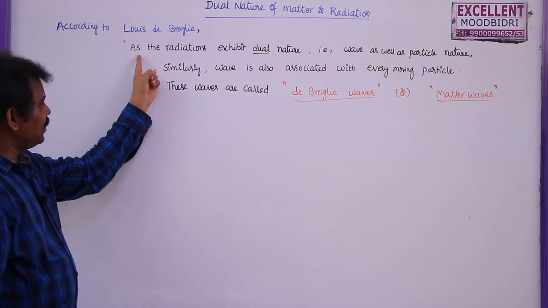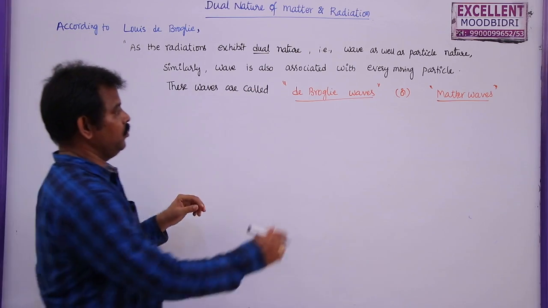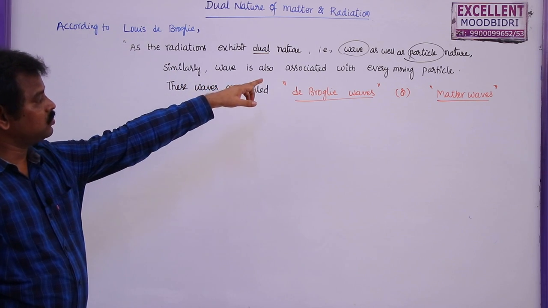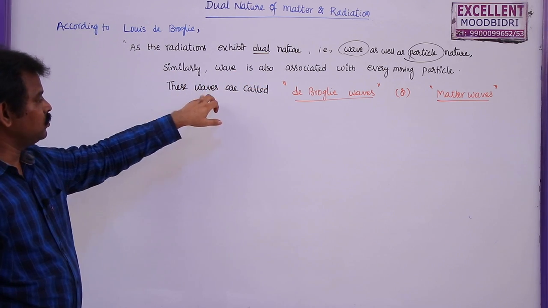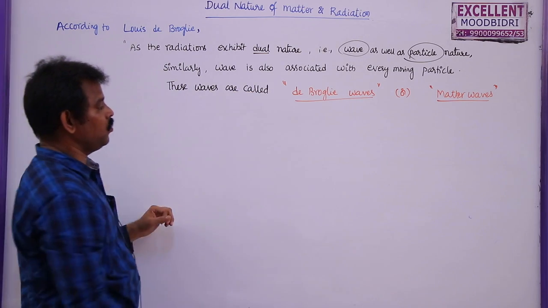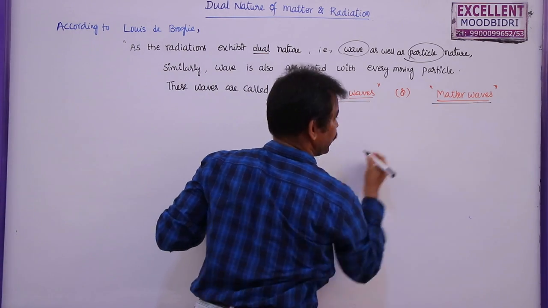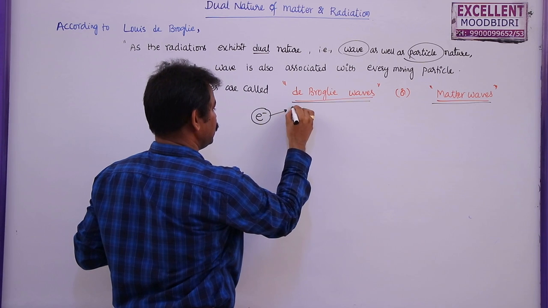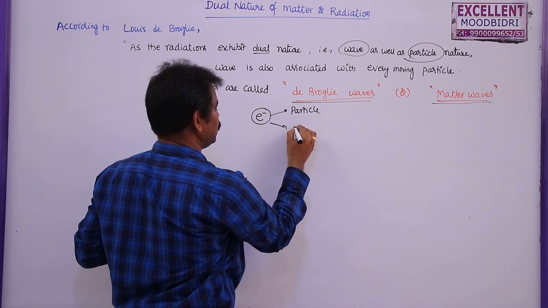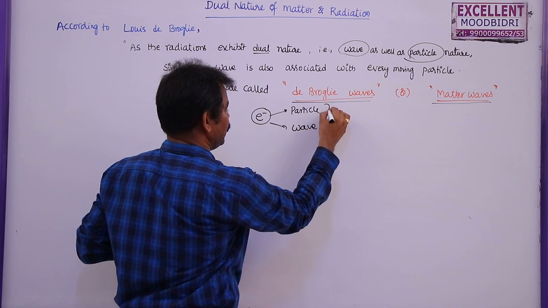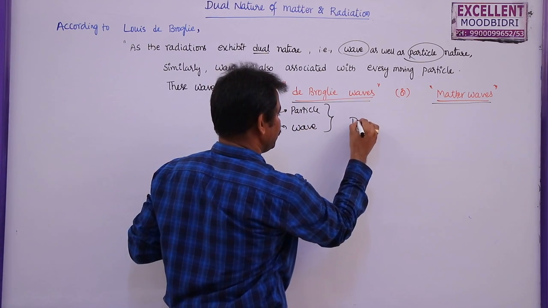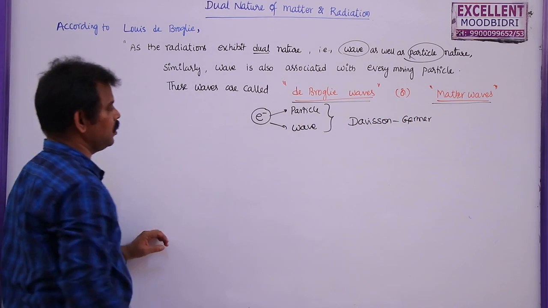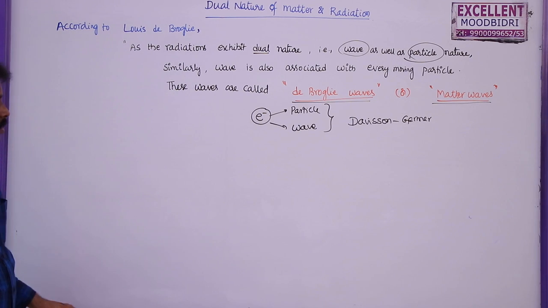According to Louis de Broglie, as radiation exhibits dual nature, that is wave nature as well as particle nature, similarly a wave is also associated with every moving particle. These waves associated with the moving particle are known as de Broglie waves, or matter waves. That means an electron, considered as a particle, has particle nature as well as wave nature, and this is confirmed by the Davisson and Germer experiment. It was proposed by de Broglie but confirmed by Davisson and Germer.